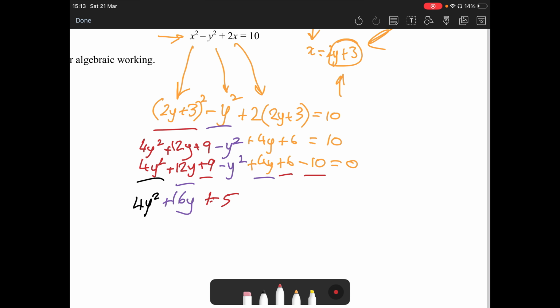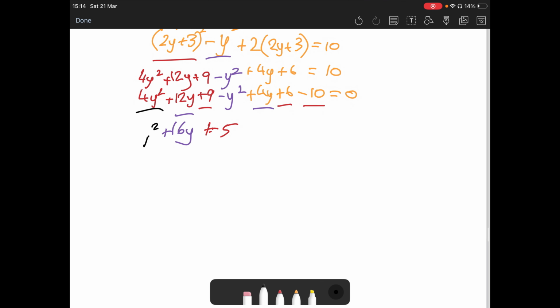Now, I did miss something. Eagle-eyed viewers will have realised, and this is why I like to underline it, I forgot to take away the y squared from the 4y squared at the beginning. So you know what? It should have actually read 3y squared. If you spotted that, yeah, because my 4y squared take away my y squared. It's handy to underline because then you don't skip anything. But again, don't worry too much. Equals 0, right? Cool.